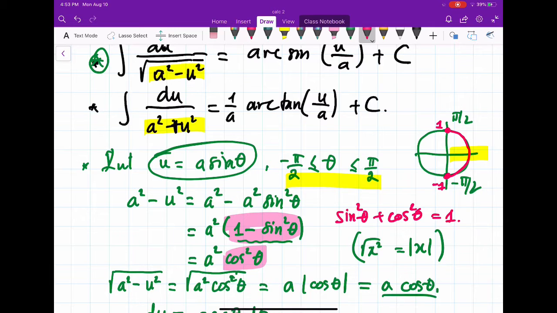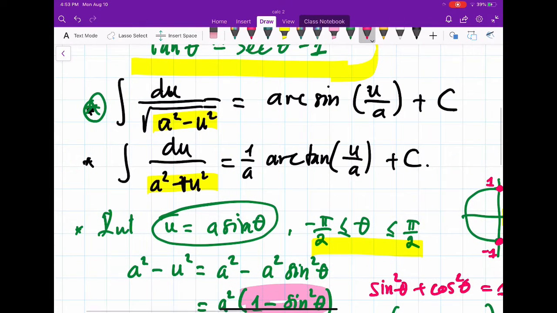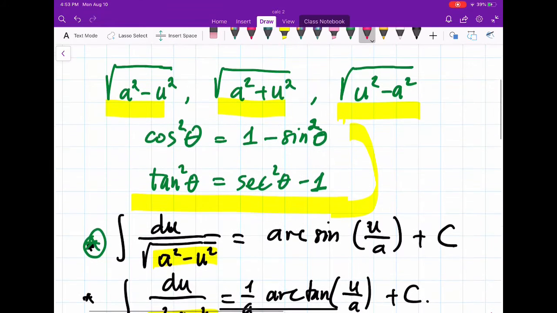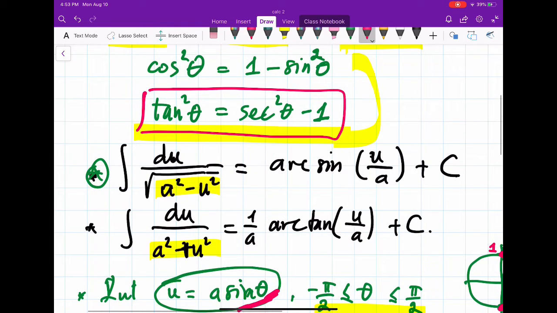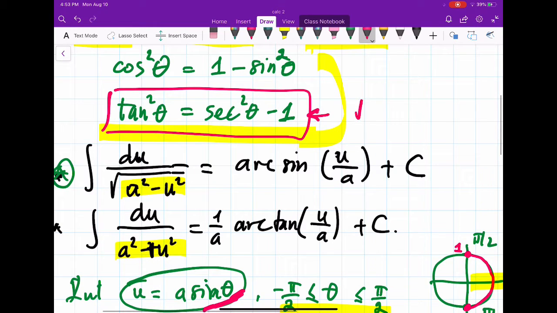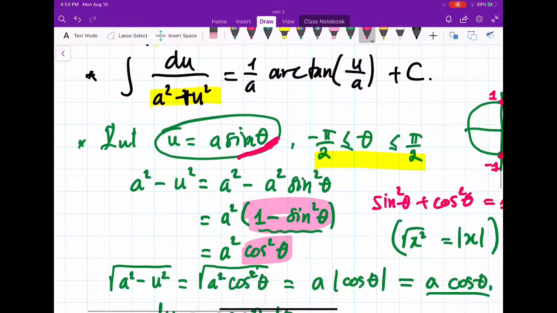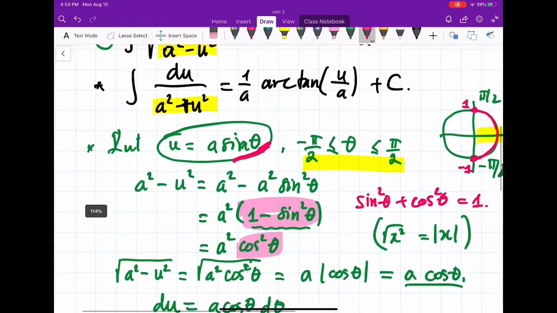Okay, now let's move to the second integral. For the second integral, you see a squared plus u squared. I cannot use the substitution sine or cosine, but I may use the substitution tangent or secant. Basically, I need to do tangent. Why? Because tangent squared theta plus 1 is secant squared theta. And you see, tangent squared plus 1 resembles a squared plus u squared. So for the second integral, I put u equal to a tangent of theta.